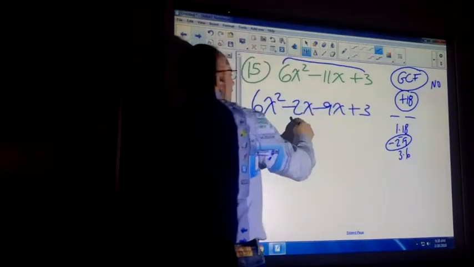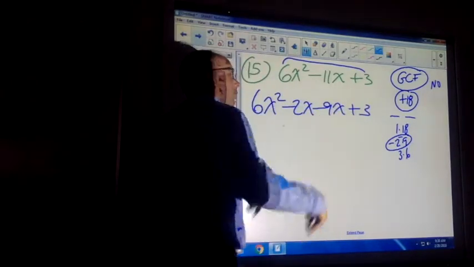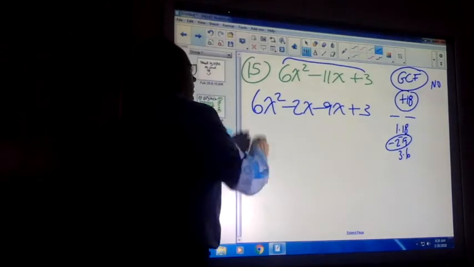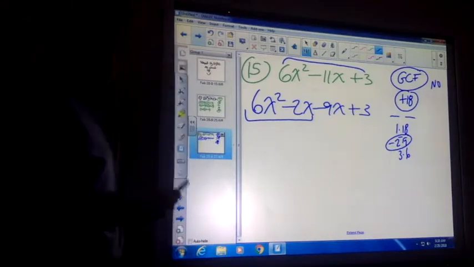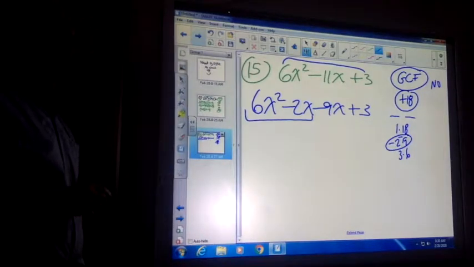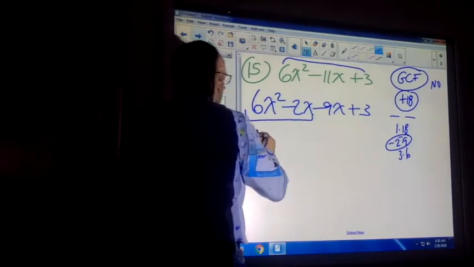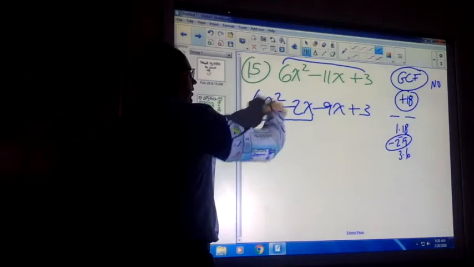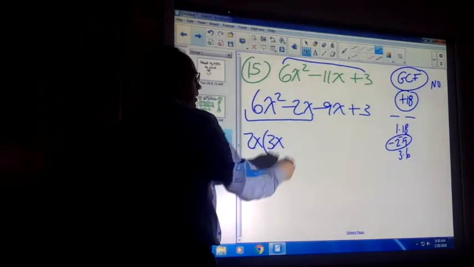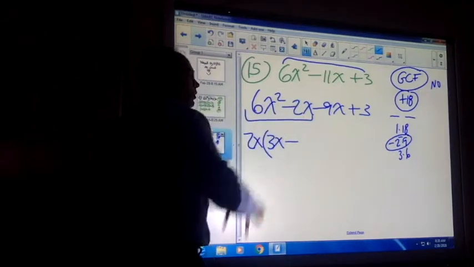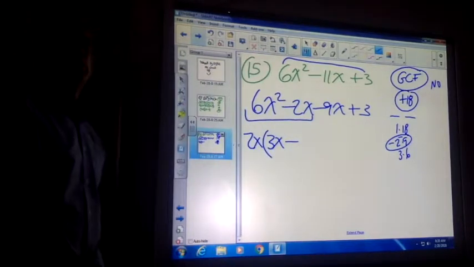And again, I could add negative 9x here and negative 2x here. It would have been the same answer. Okay, this 15, what do I have in common right there? X. I can factor out a 2 and an x. If I factor a 2x out of 6x squared, that leaves me 3x, because 2x times 3x is 6x squared. Minus, if I factor a 2x out of 2x, what do I have as a placeholder? A 1.